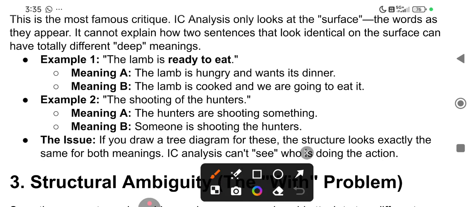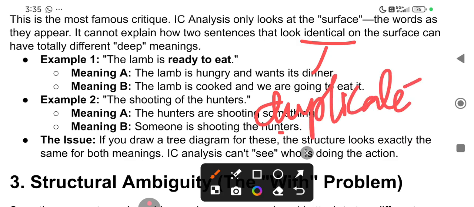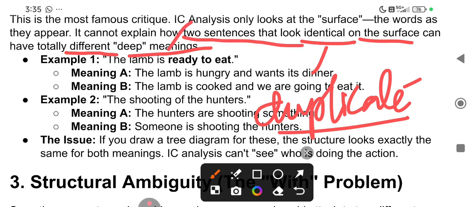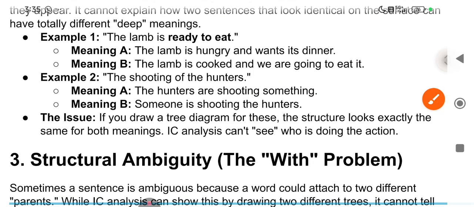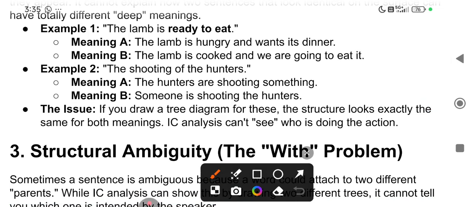identical on the surface can have totally different deep meanings. They are sometimes totally different. Two sentences that look identical on the surface can have two different deep meanings. How? Let us understand with an example.